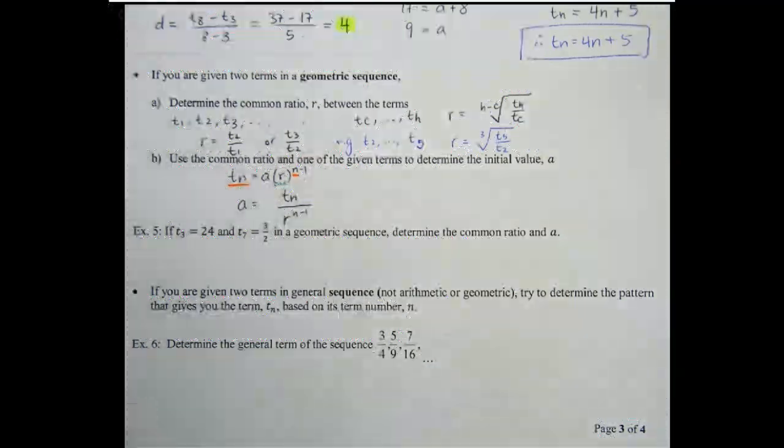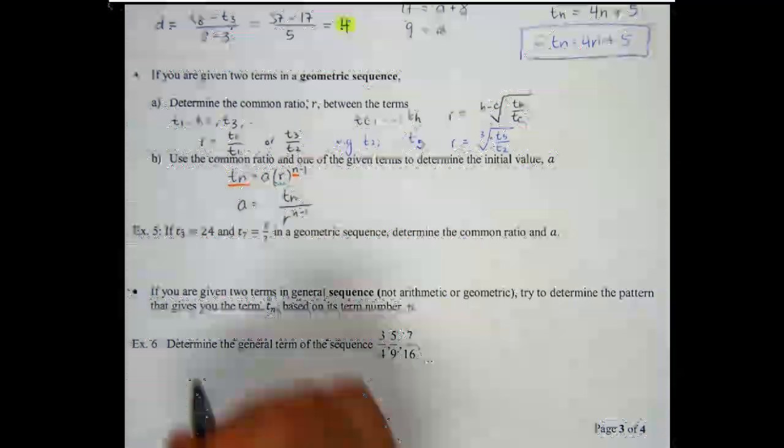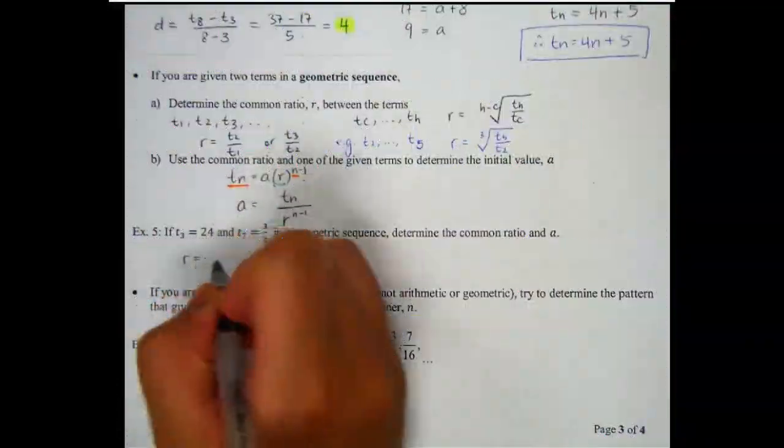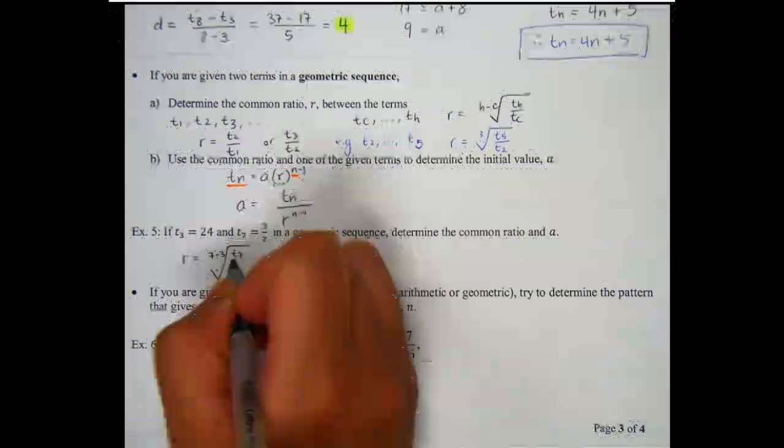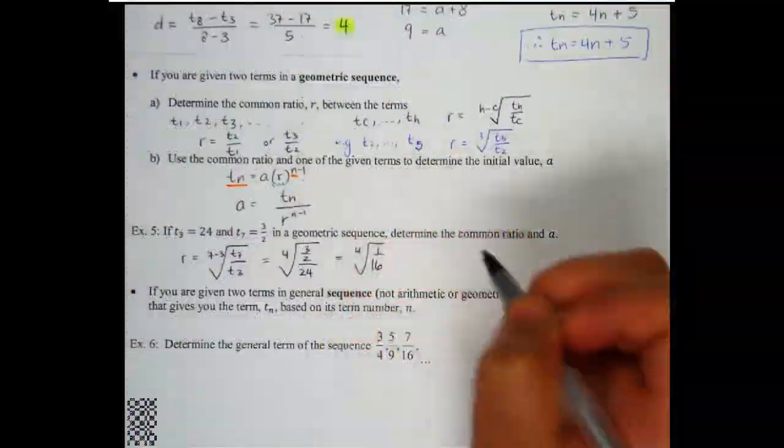So in this example, the third term is 24, the seventh term is 3 over 2 in a geometric sequence. Determine the common ratio and A. So R is going to equal 7 minus 3, take that number, take the root of t7 divided by t3. So you want to take the fourth root of 3 over 2 divided by 24. Now 3 over 2 divided by 24, that is the same as 1 over 16. The fourth root of 1 over 16, half. So that's your common ratio R.